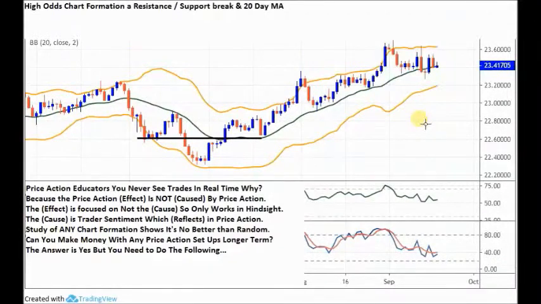There's a cause that basically makes the chart move. You need to know that cause. If you don't know that cause, then you will not make money. The cause is obviously trader sentiment, which reflects in price action. So you've got to know what the cause is. If you don't, then you're trading blindly without the odds on your side.